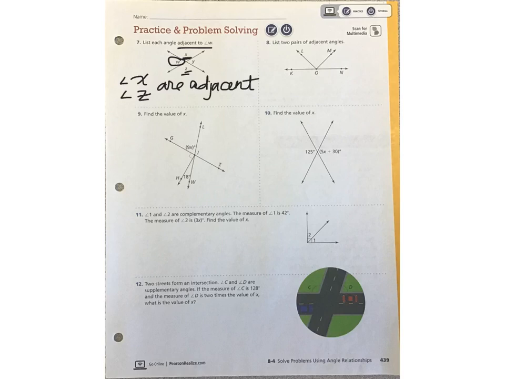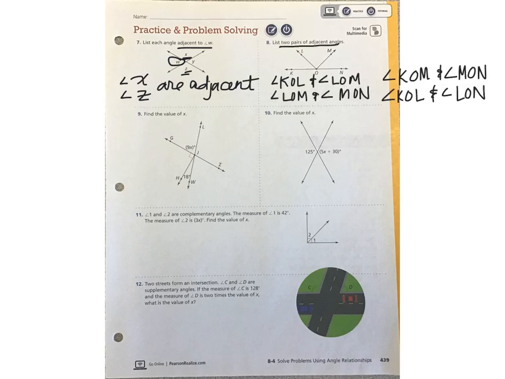In question 7, angle X and angle Z are adjacent to angle W. For question 8, there are actually 4 different pairs of adjacent angles. Remember that an angle is named using the rays and the vertex point. In this case, the vertex point is O. It's where all of the angles meet. In order for angles to be adjacent, they have to share a single ray.